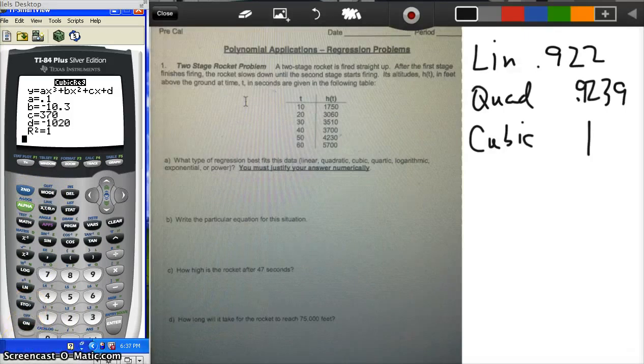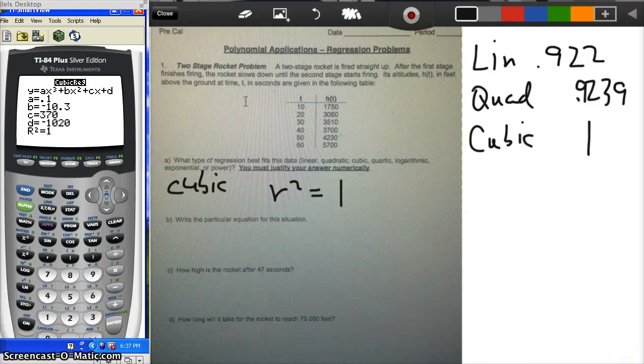So because r squared is equal to 1, we know that it's a cubic equation. So where it says what type of regression best fits the data, we would write cubic, and then you must justify your answer. It's because r squared is equal to 1. Then it says write the particular equation.